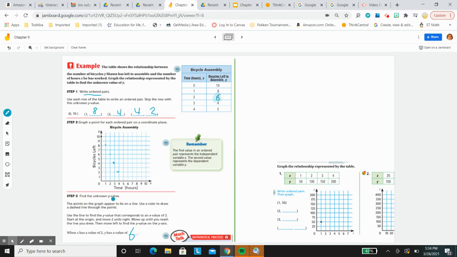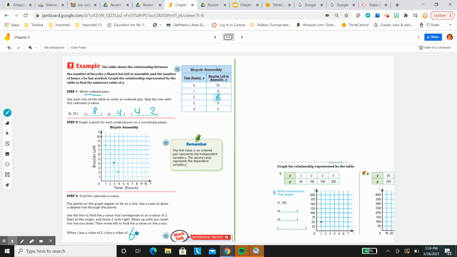So to find that unknown, I went ahead, created my ordered pairs. I went ahead and graphed this situation right here. And in this case, I was able to find that when the value of x was 2, it would be 6 bikes left to assemble.